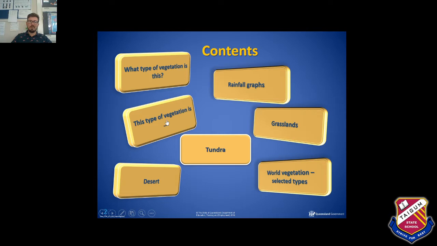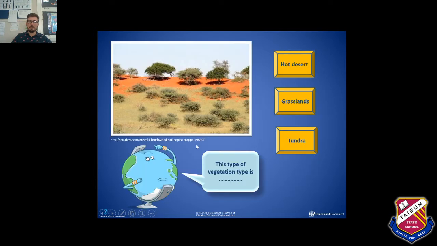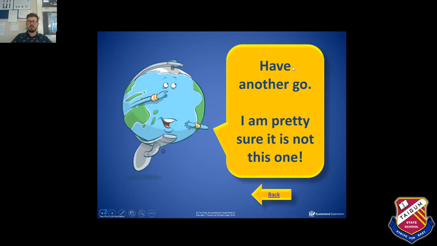So the next one we're doing is this type of vegetation. Is it A. Hot desert, B. Grasslands, or C. Tundra? The answer is hot desert. Hang on a minute.